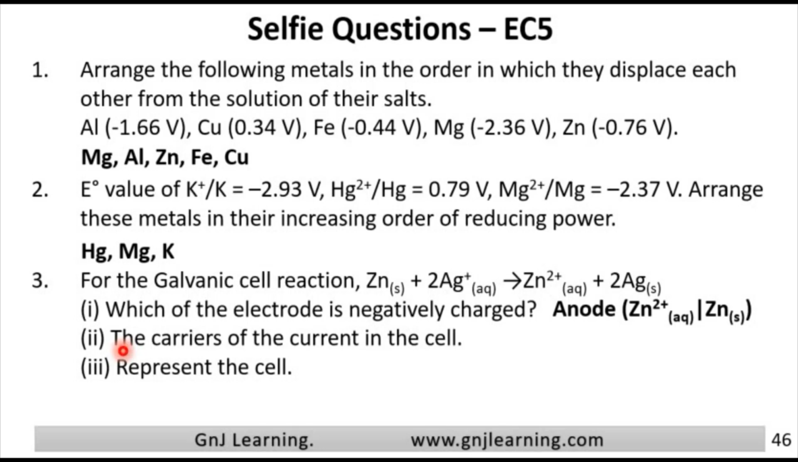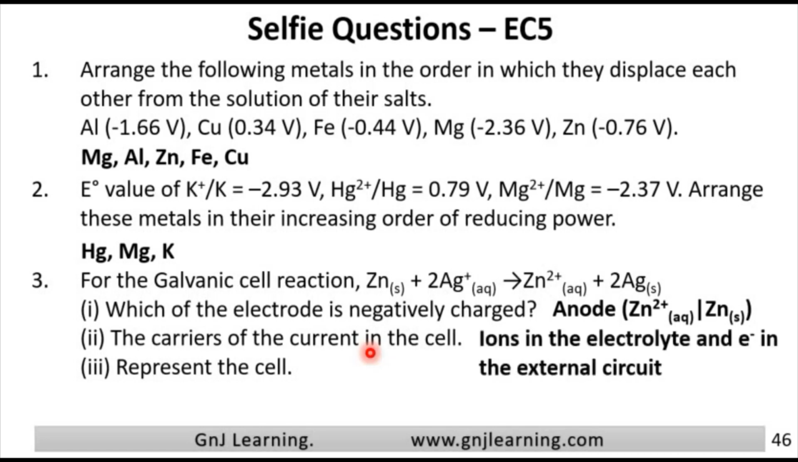The second question in this main question is the carriers of current in the cell. What are the carriers of current in the cell? Inside the cell it is ions, and through the external circuit it is electrons. Ions inside the cell as well as in the salt bridge, whereas electrons in the external circuit.